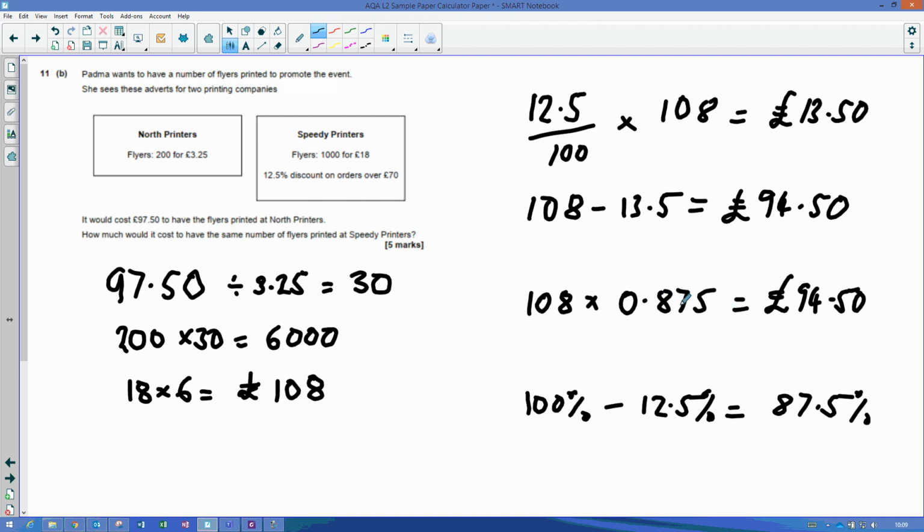This is 87.5 divided by 100. Same sort of method we used here. And that's just a little bit quicker and a little bit more efficient. But either of these methods gets you the same answer and would get you full marks.